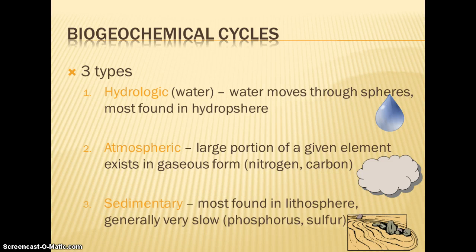The third type is sedimentary cycles. Most are found in the lithosphere. These are our slowest. Phosphorus and sulfur fit this category. Now, phosphorus is the only one of our cycles that does not enter the atmosphere. Sulfur does, but most of these are found in the lithosphere. And we will go into more detail in class on each of these cycles.